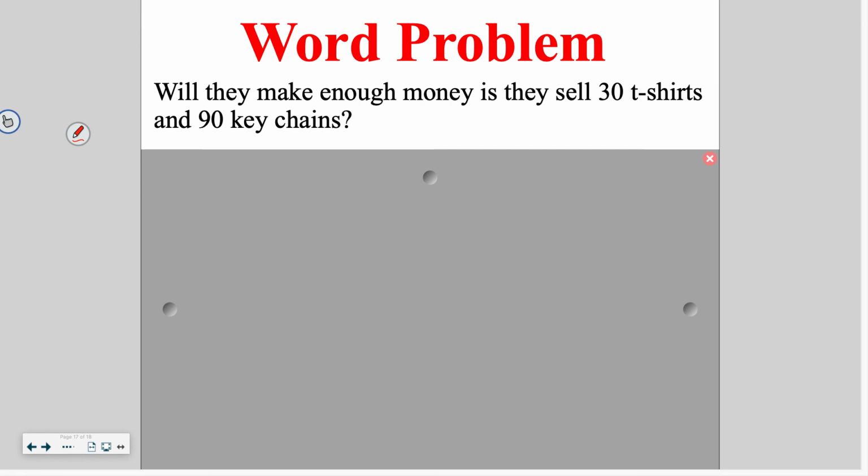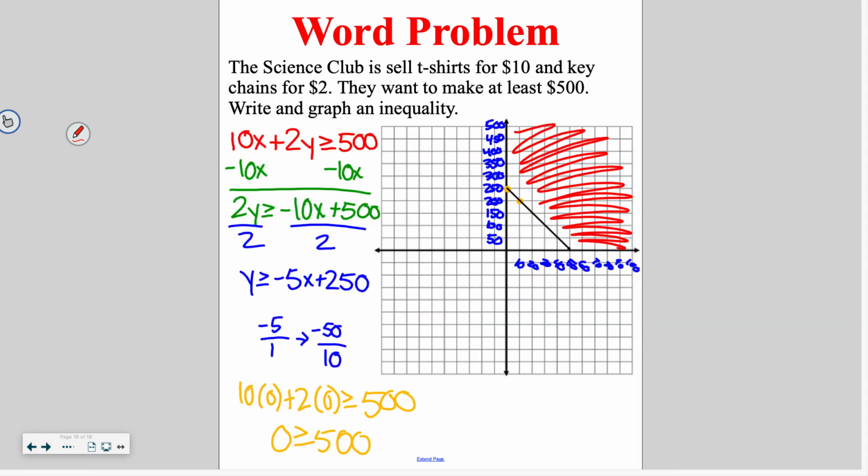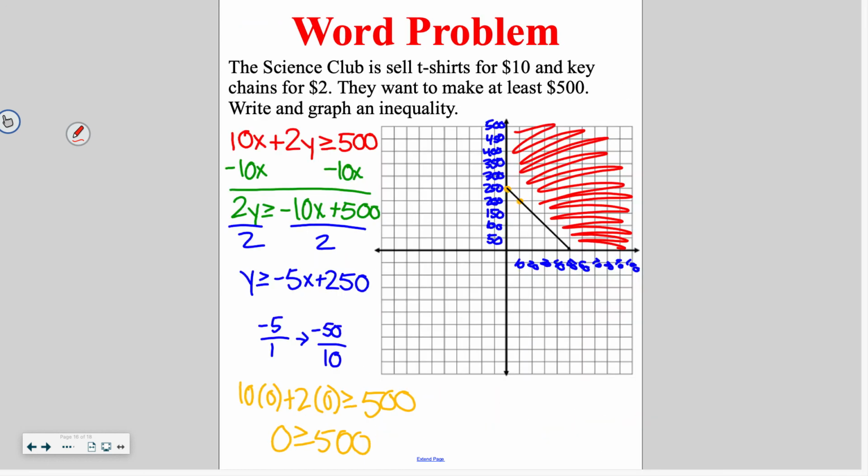Now you need to determine if they sell 30 t-shirts and 90 keychains, will they make enough money? The answer is no. This is not a possible solution. If you look back at our graph, 30 and 90 is going to be below that line, so it wouldn't fit in the area that is shaded. So you either could have gone through and proved it numerically, or use your graph as justification to say that that's not part of the solution set.